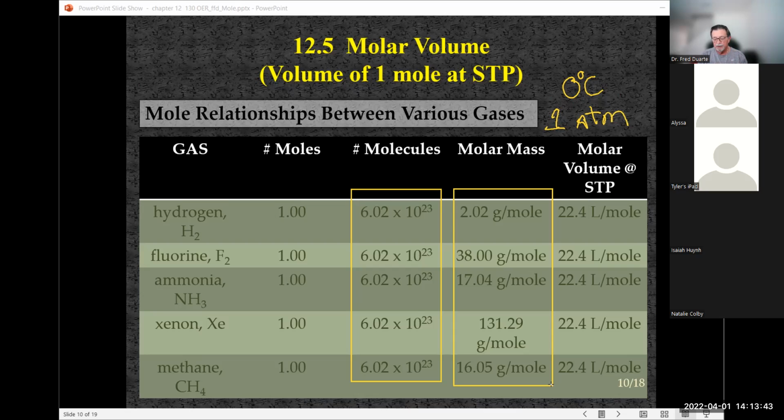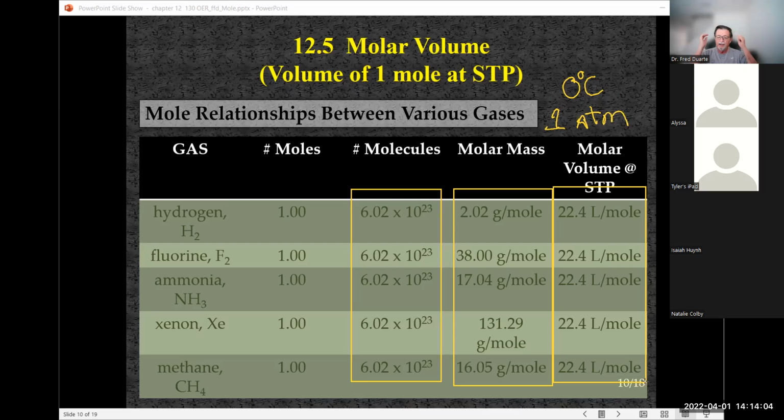okay, that's the molar mass, obviously. That's the number of molecules for 1 mole of each gas. They all occupy a volume of 22.4 liters per mole, only at STP, okay, at STP.